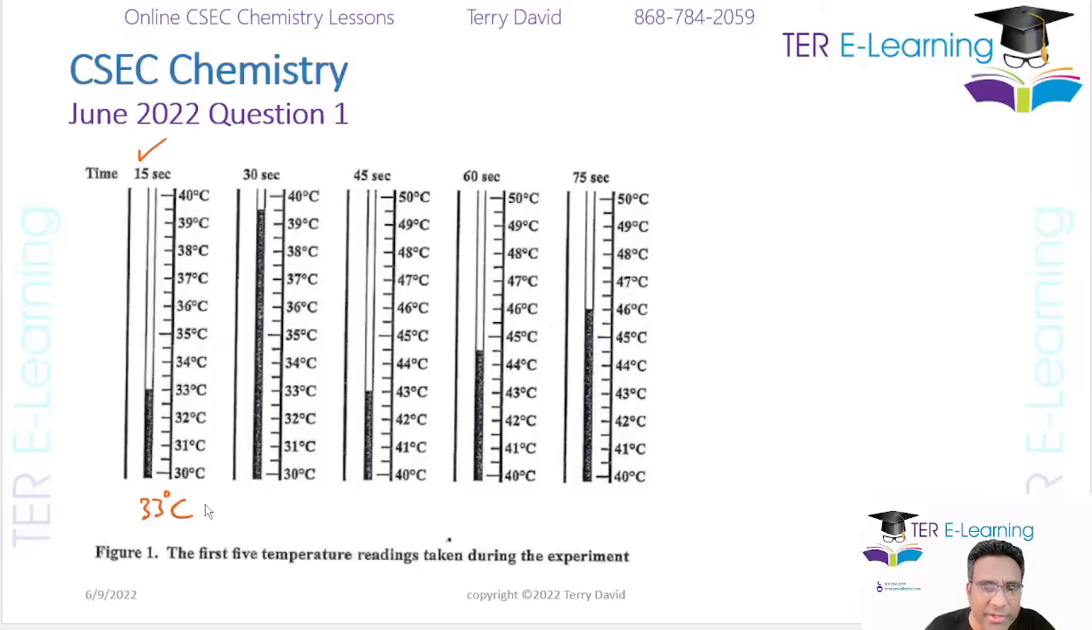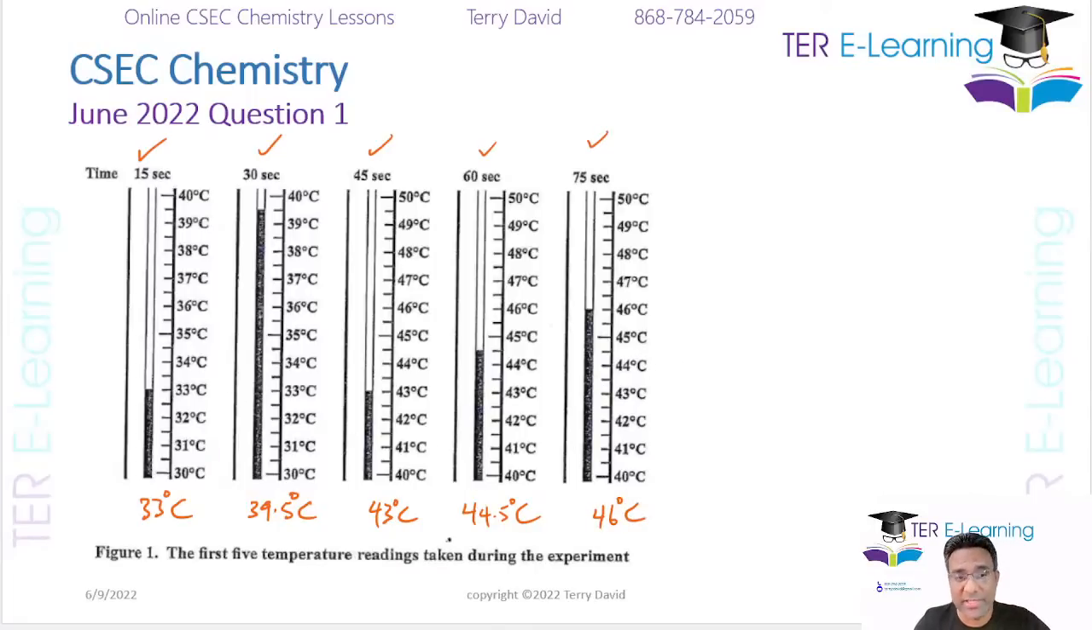So this is 33 degrees Celsius. Let's read off the 30 seconds. This one here is 39.5 degrees Celsius. This next one here is 43 degrees Celsius. This next one here is 44.5. And this last one here is 46 degrees Celsius.